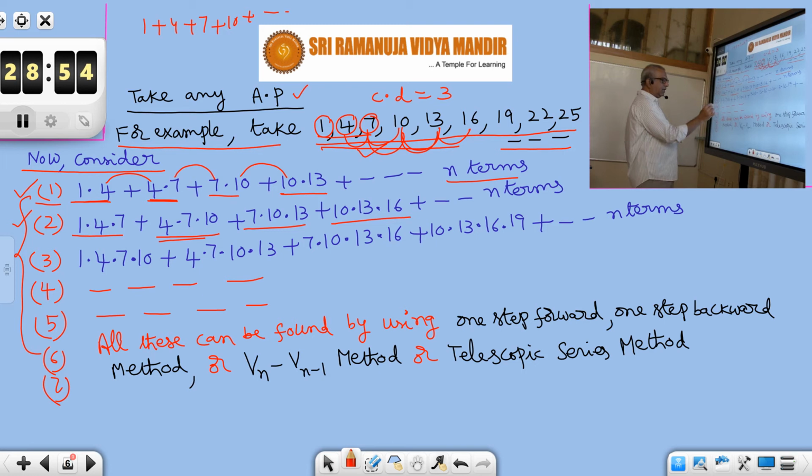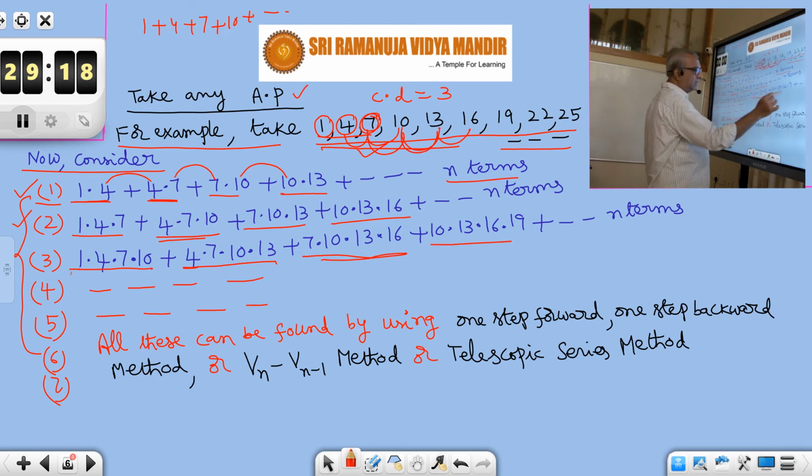Similarly, the third one, you can take 4 factors: 1, 4, 7, 10. First 4 factors, starting with the first term. In the second term, we start with the second term: 4, 7, 10, 13. In the third term, we start with the third term of the AP: 7, 10, 13, 16. We take 4 factors like that. So, n terms.